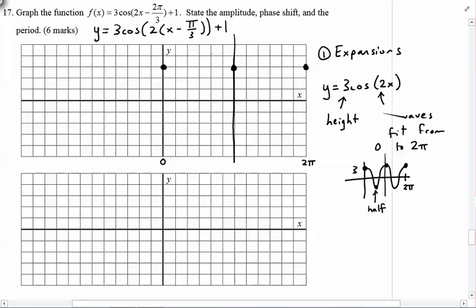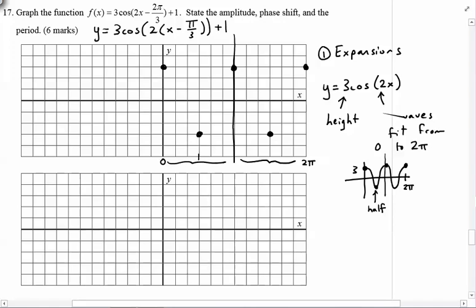Okay, so I know I've got 6 boxes here. So if I break that up in half, I'll get 3 boxes on each side. So the middle point between the maxima is going to be 3 boxes across, and it has to go down to -3 because my height of the wave is 3. I can do the same thing on this side. I go from my max to max, and halfway between those 2 maxes, I put my minimum point at -3.